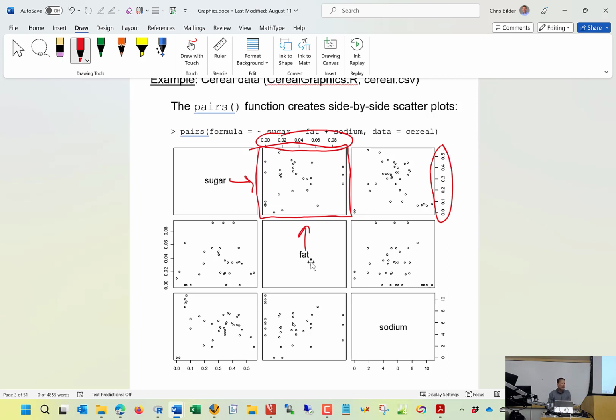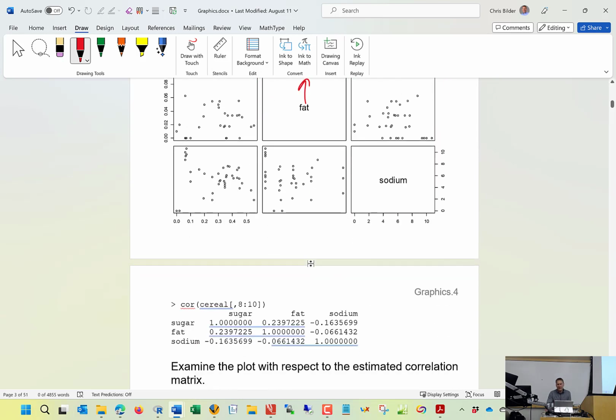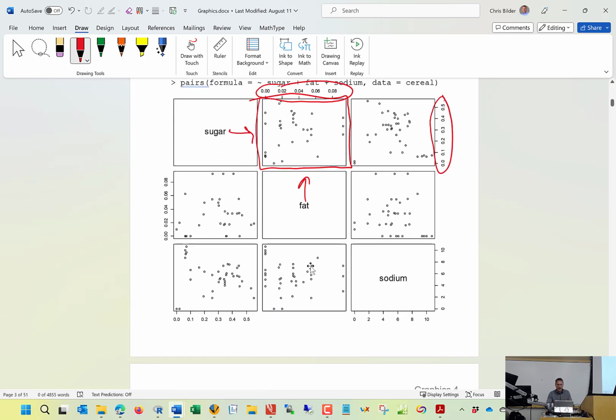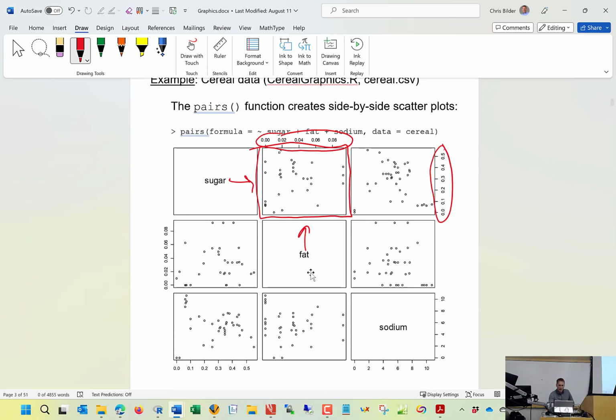Do we see any kind of trend there? Not really much at all. Okay? That shouldn't be surprising. If we look at our correlation matrix, look at the estimated correlation between sugar and fat. It's positive, but it's kind of low. And in fact, if you look at all the other correlations, they're all kind of low relative to 0. And so if you look at, let's say now, sugar and sodium, we don't see much trend. If we look at fat and sodium, we don't see much trend as well.